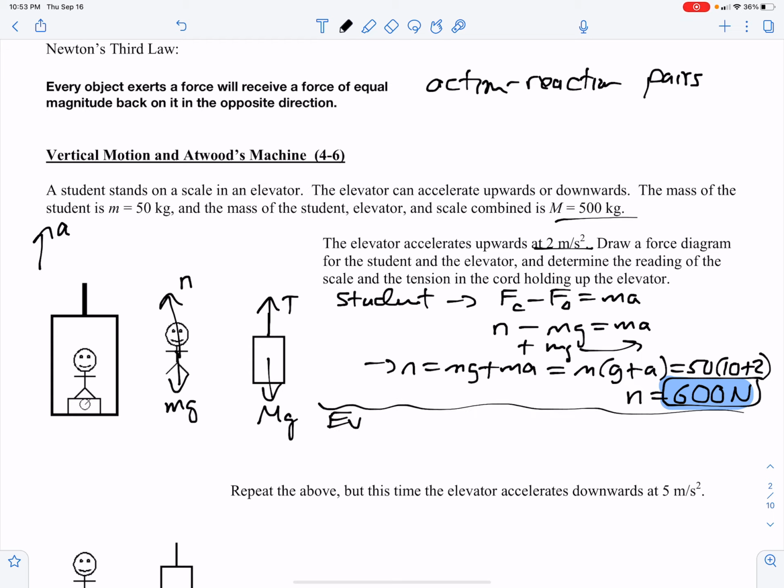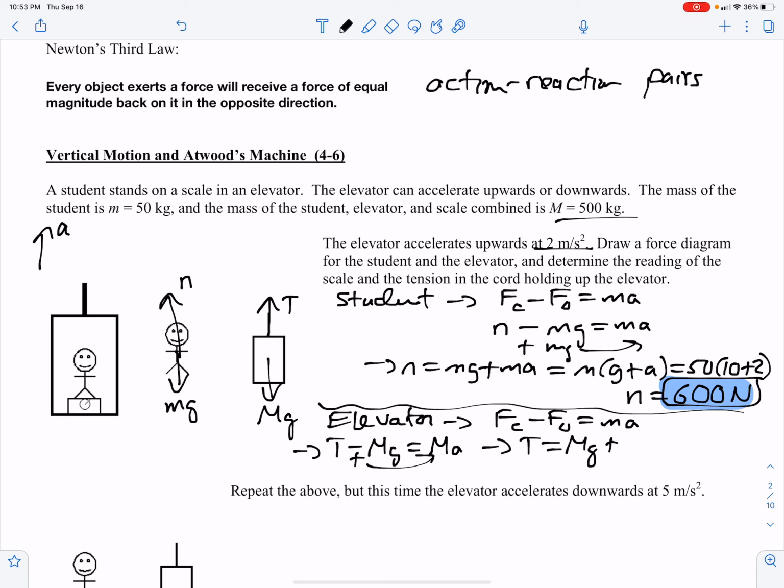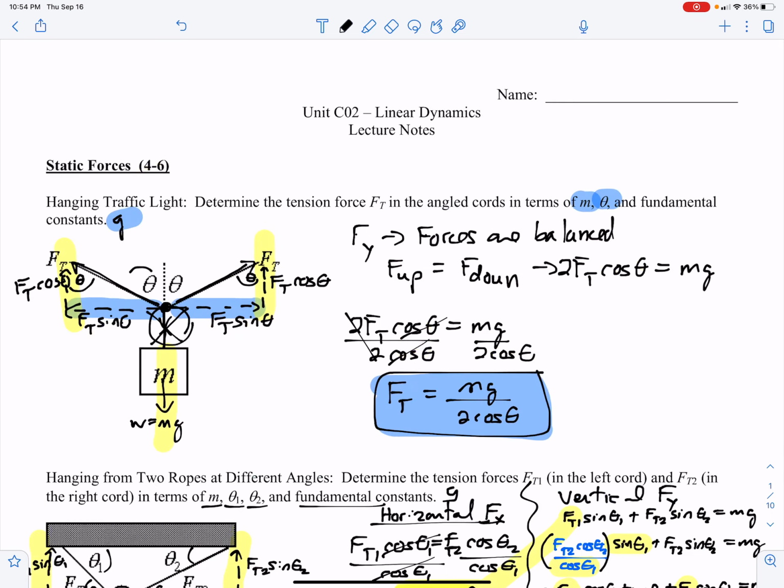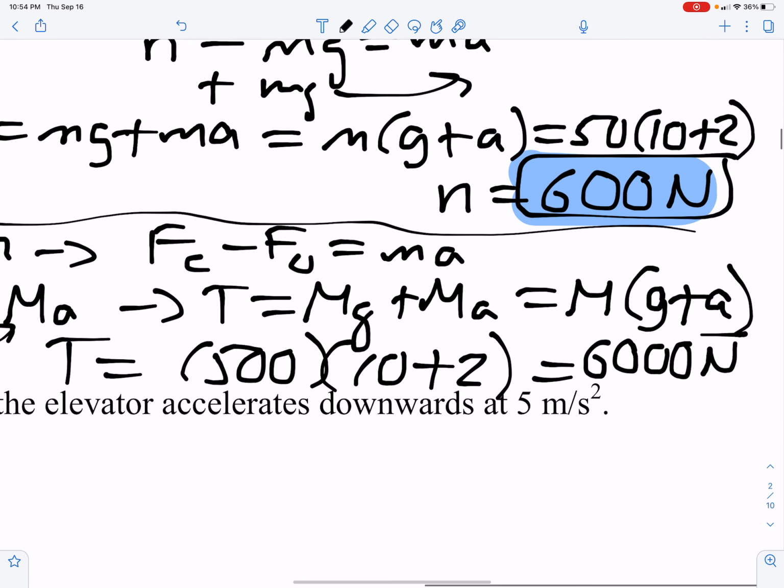Taking a look at the elevator, accelerating as well, so causing force minus opposing force equals ma. This time the causing force is the tension minus the weight of the elevator and student and scale combined. So tension minus big Mg equals big Ma. Add Mg over to the other side, and tension equals Mg plus Ma, or big M times g plus a. Big M would be 500 combined, times g is 10 plus a is 2, and we're looking at 12 times 500, or 6,000 newtons. There we go.